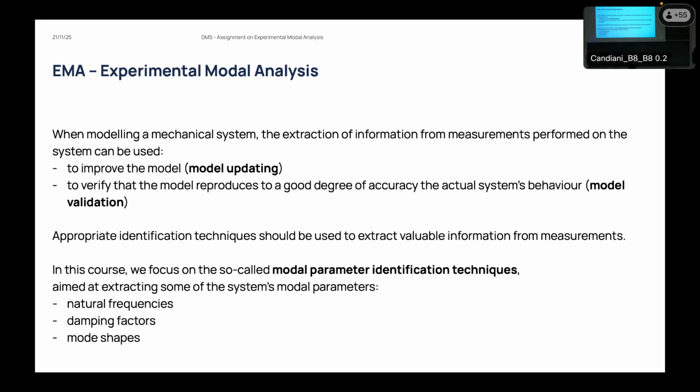So the parameters that we are always interested in are natural frequencies, damping ratio, and mode shapes. This one for each mode.